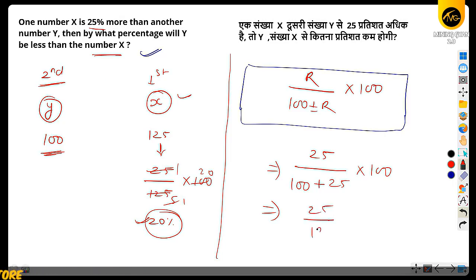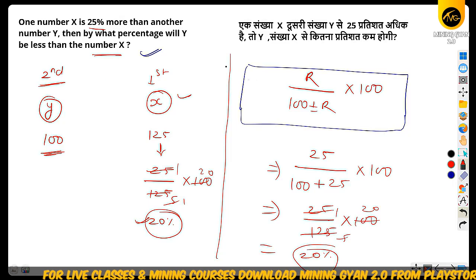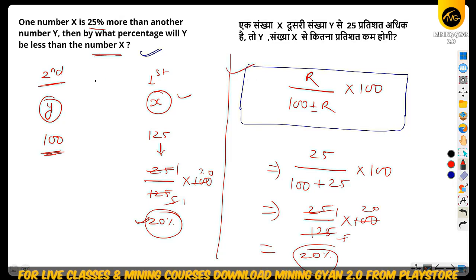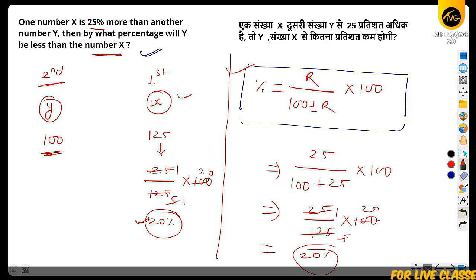Just solve the calculation. 25 divided by 125, again it comes to the same formation, and multiply by 100. So 20% is the correct answer. You can go with the traditional method, or you can go with the shortcut method. It's totally up to you. Okay, r divided by 100 plus minus r, into 100. So basically the formula is also an easy formula to get the correct answer.